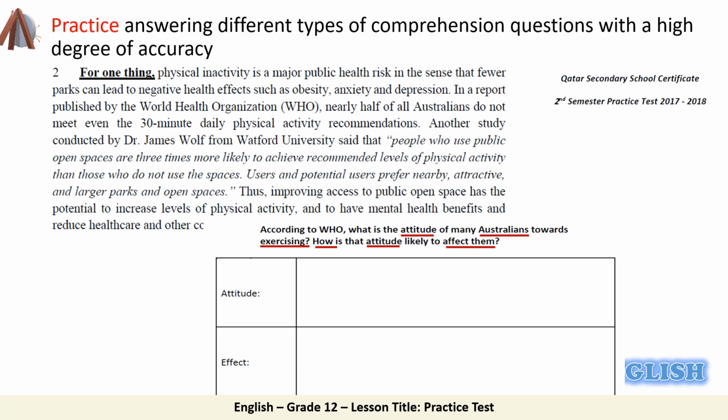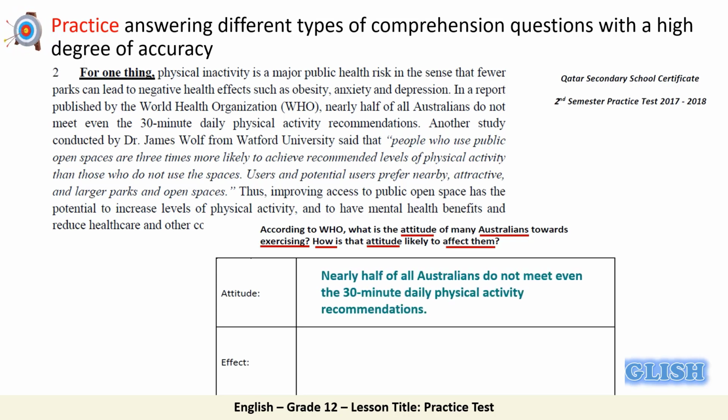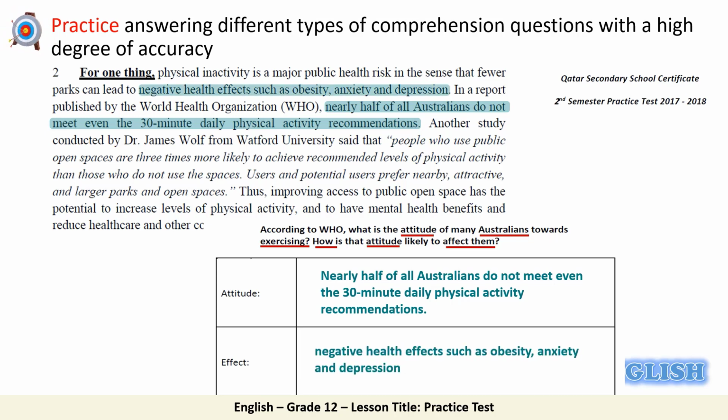Well done. So let's correct together. Now, what is the Australians' attitude towards exercising? Excellent. So the report carried out by WHO shows that nearly half of all Australians do not meet even the 30-minute daily physical activity recommendations. And what is the effect of this? Of course, it has negative health effects such as obesity, anxiety, and depression.